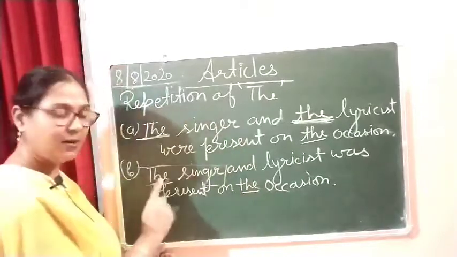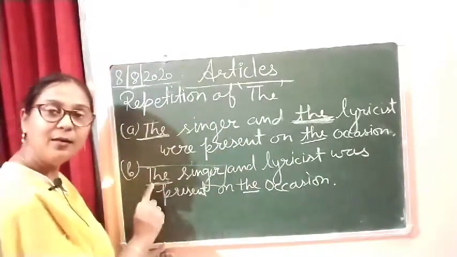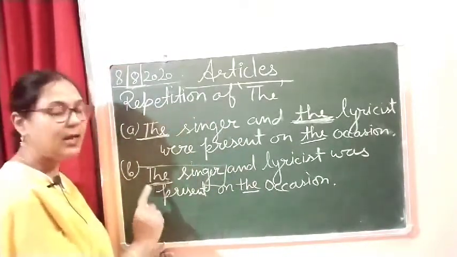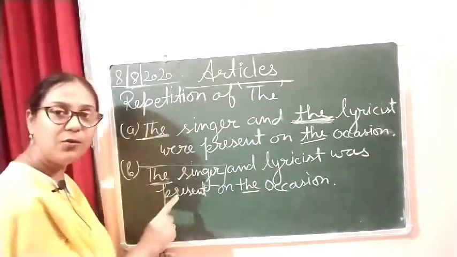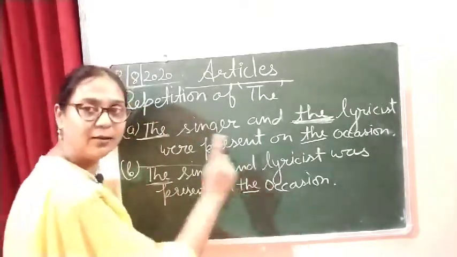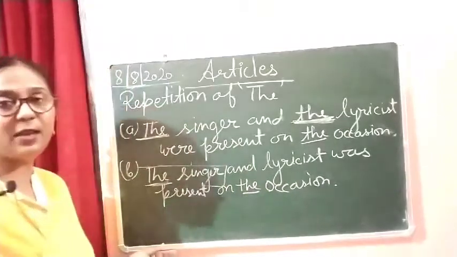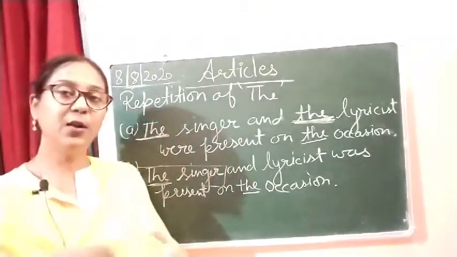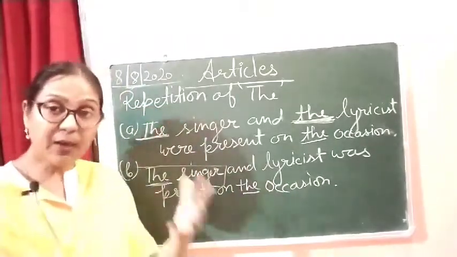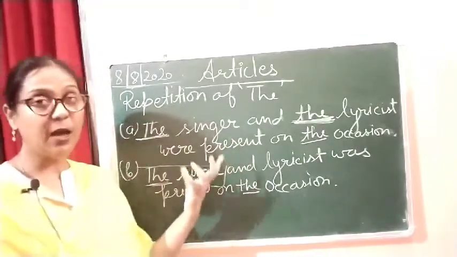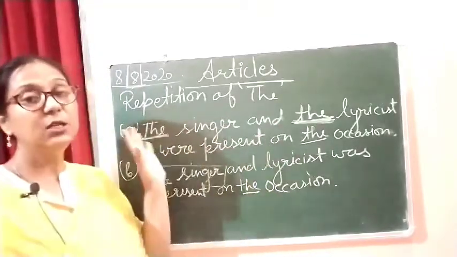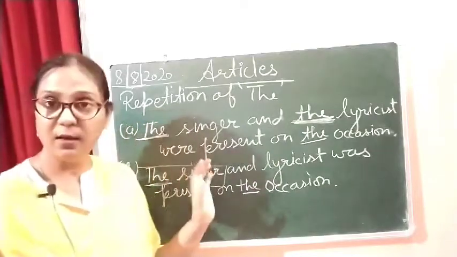Both are a single person. That is why we have not used "the" again over here. So this way we can understand how we are going to repeat "the", where we are supposed to use "the" twice or thrice in the sentence.